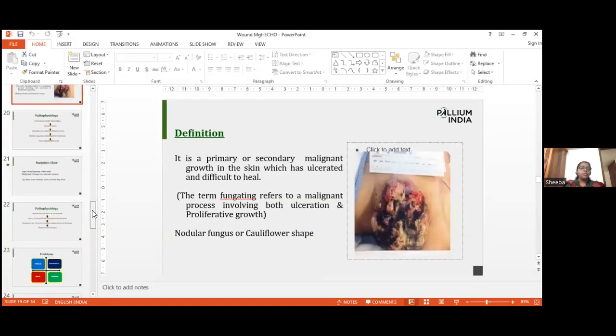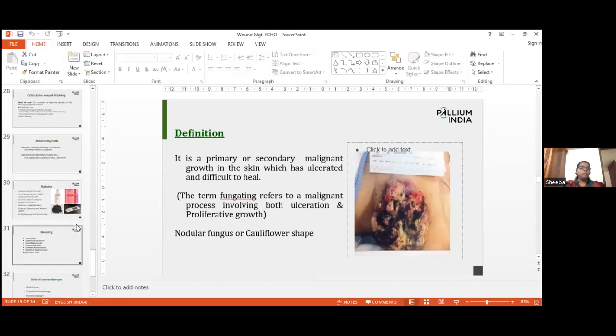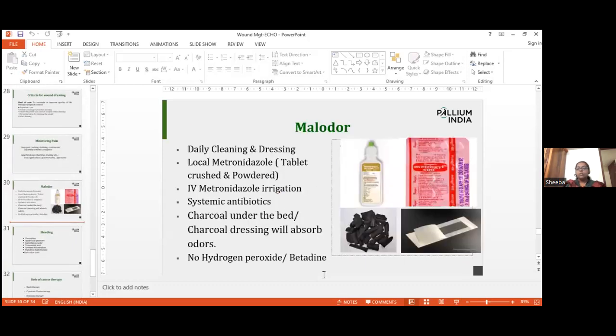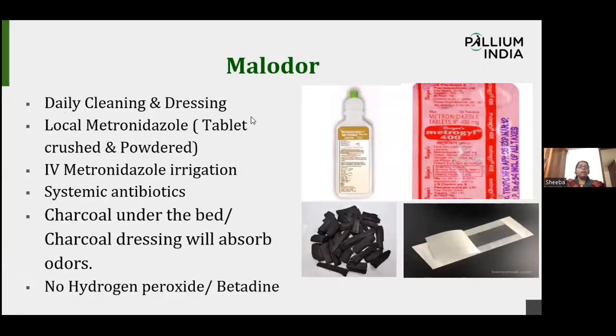How will you manage it? You have to clean the wound with normal saline. You can apply local metronidazole. You can take a metronidazole tablet, crush it into powder form and apply it on the wound. You can irrigate the wound with injection metronidazole. You can also try a course of systemic antibiotics and charcoal pieces.